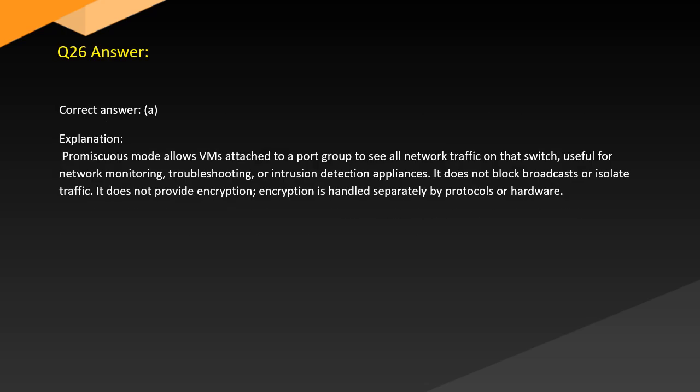Answer. Correct answer: A. Explanation. Promiscuous mode allows VMs attached to a port group to see all network traffic on that switch, useful for network monitoring, troubleshooting, or intrusion detection appliances. It does not block broadcasts or isolate traffic. It does not provide encryption. Encryption is handled separately by protocols or hardware.